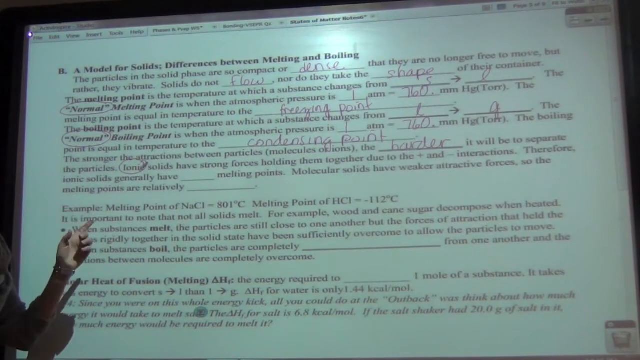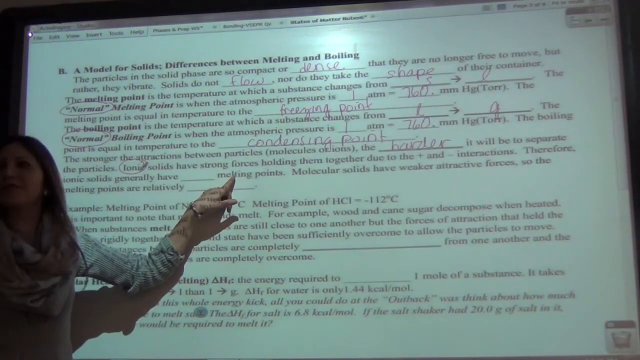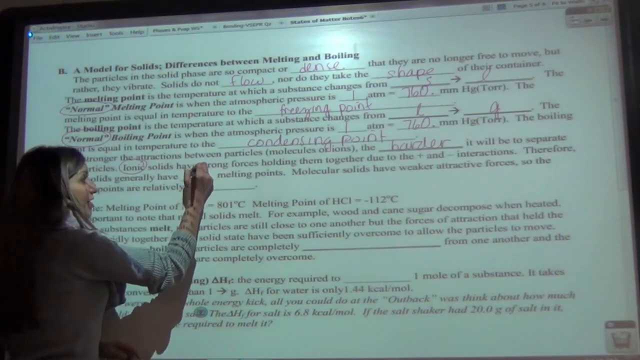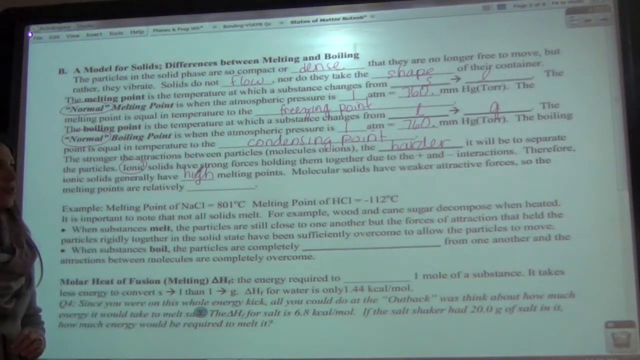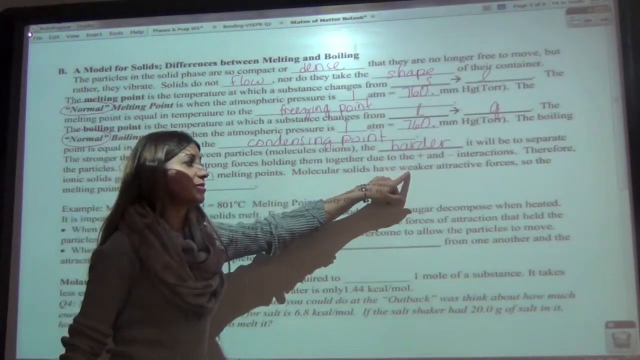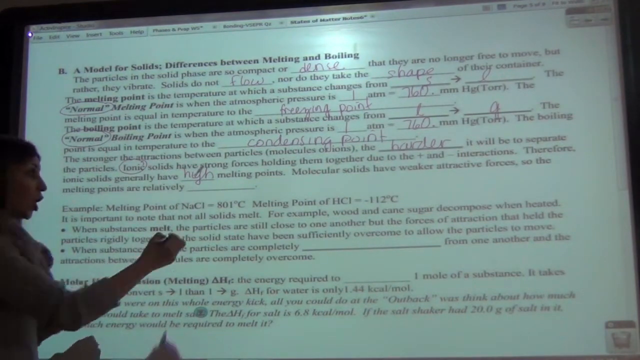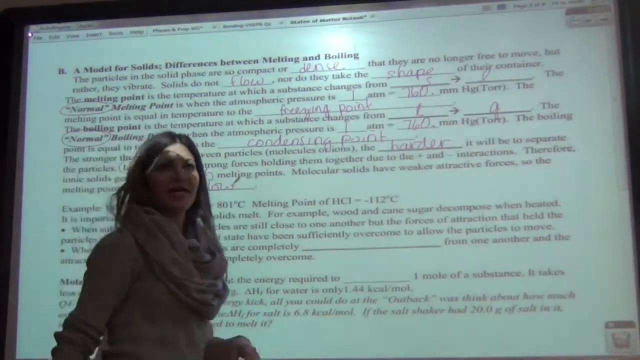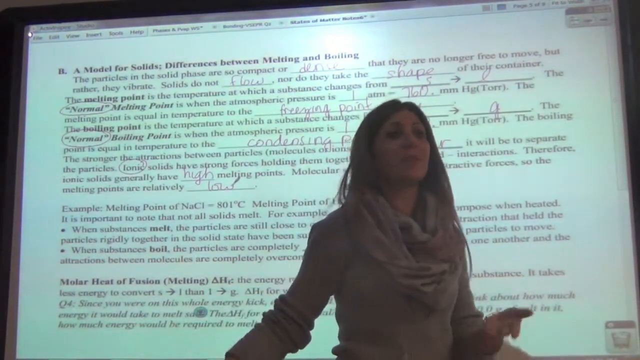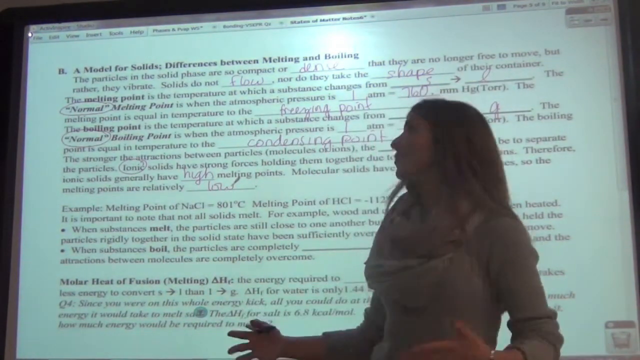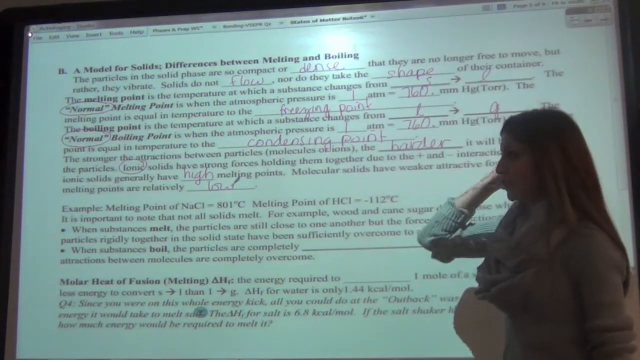Therefore, ionic solids generally have high or low melting points? High. Very good. Molecular solids have weak forces, so the melting points of those are relatively low. And that's why carbon dioxide is found as a gas, or carbon monoxide, or nitrogen trioxide. Any of those are found as gases at room temperature.